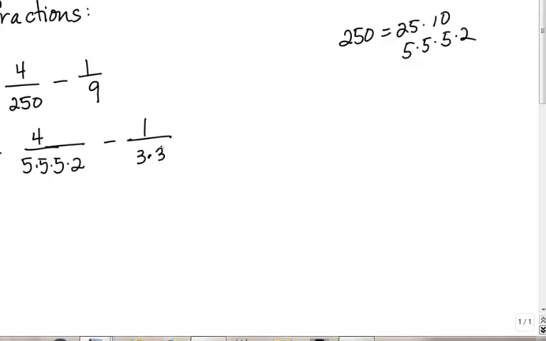So the first step is to break each one of those. I don't care about the numerator as far as breaking it down. It's the denominator. So you break each denominator down into prime factors. Then if it's just involving numbers, then you find the LCD. LCD stands for the least common denominator.